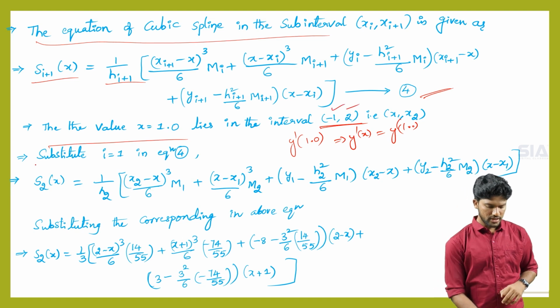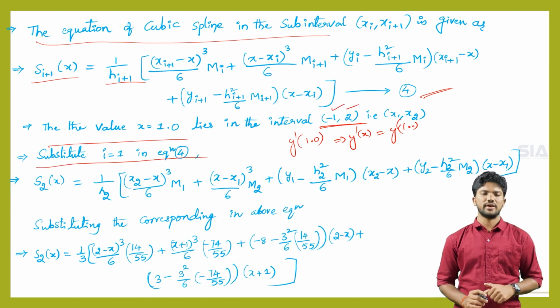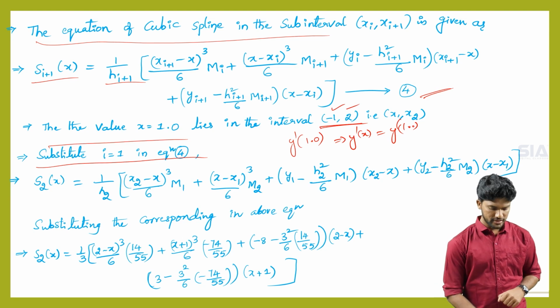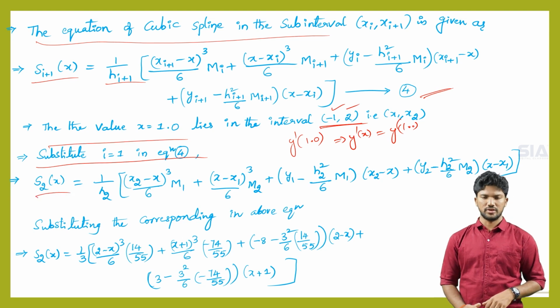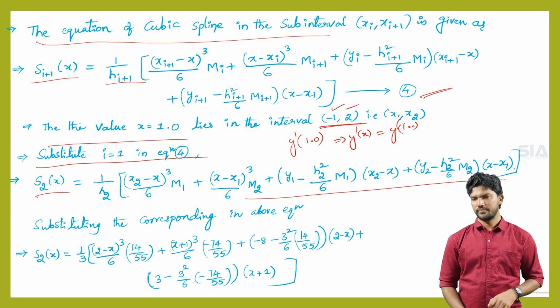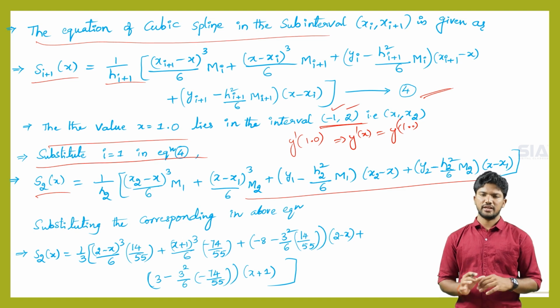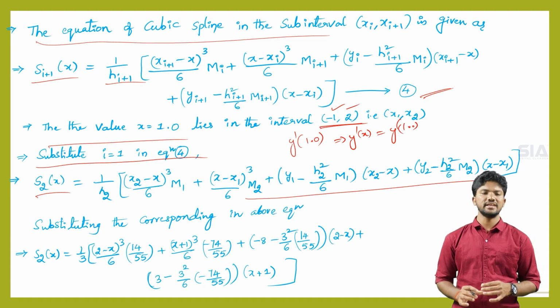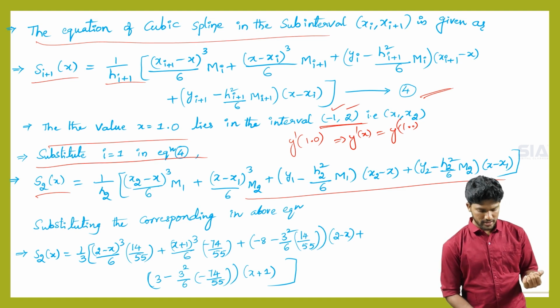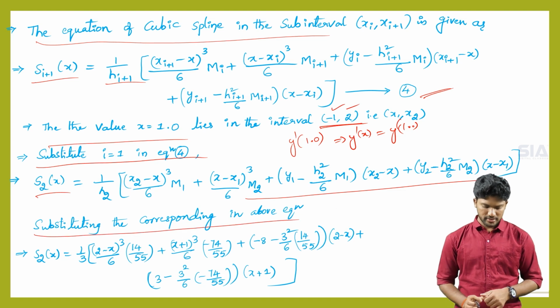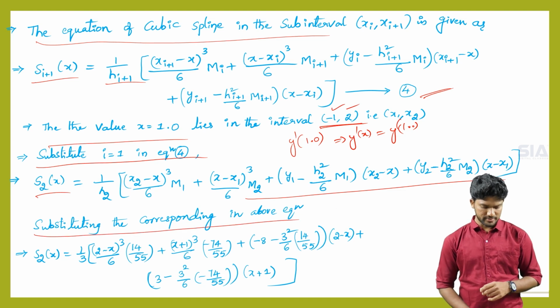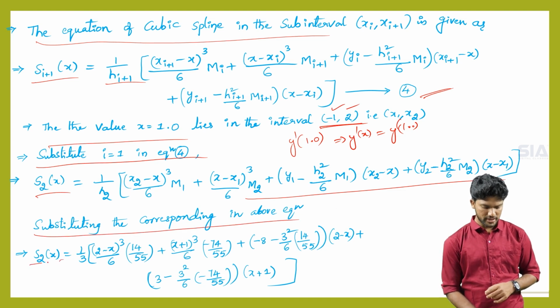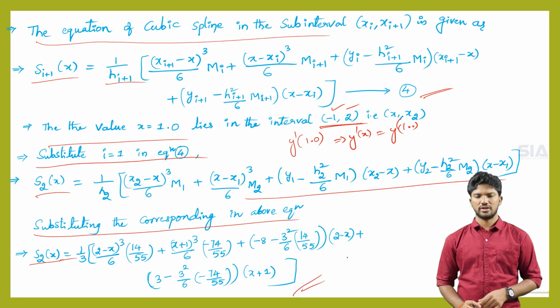So therefore now substitute i is equal to 1 in equation number 4. So s suffix 2 of x is equal to, you will get in this format. The total equation number 4 will become this after substituting i is equal to 1. Substituting the corresponding values in the above equation, s2 of x is equal to this total value.